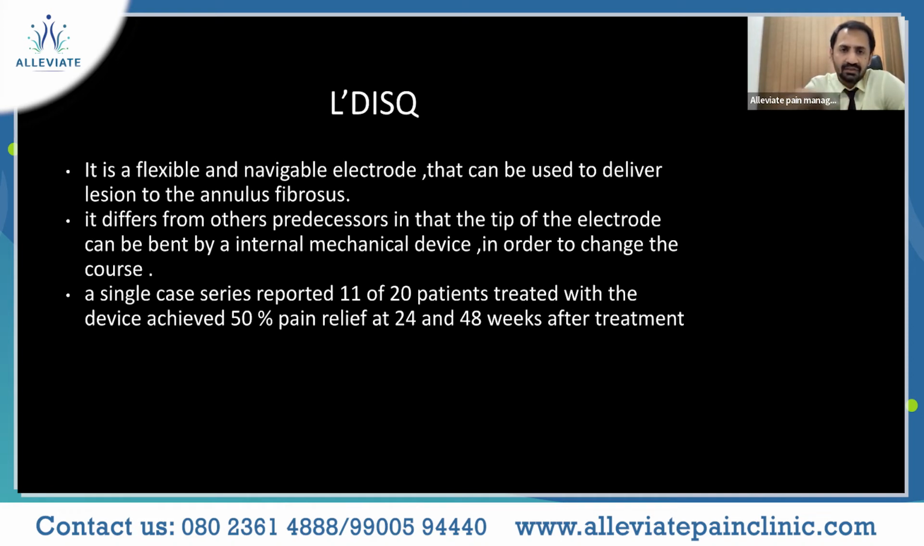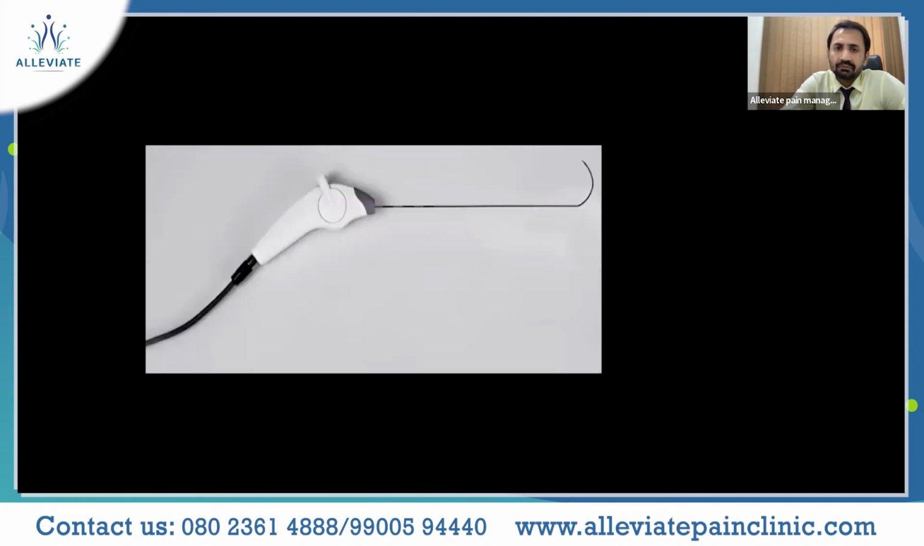I have a picture after this. So that can be used to deliver lesion to the annulus fibrosus. It differs from its predecessors in that the tip of the electrode can be bent with an internal mechanical device in order to change the course. A single case series reported 11 of 20 patients treated with the device achieved 50% pain relief at 24 and 48 weeks after treatment.